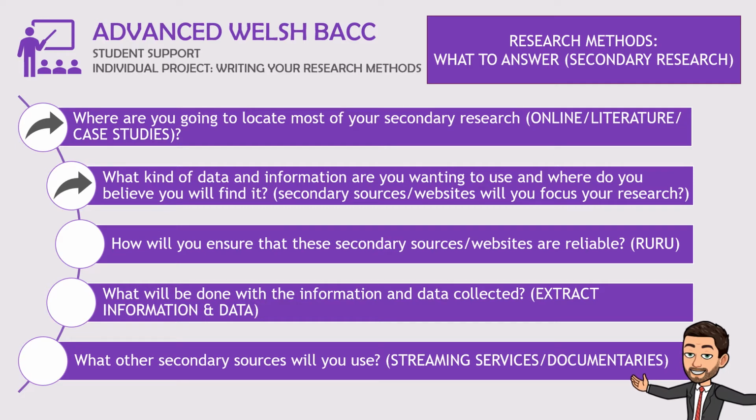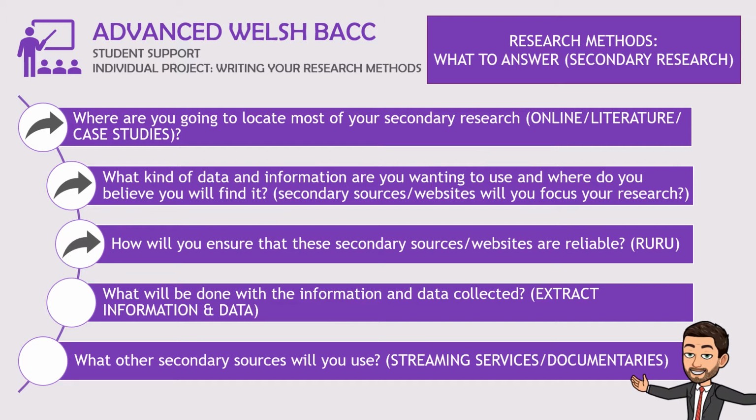Then you've got to identify what kind of data and information you're wanting to use and where you believe you'll find it. So you might start talking about the types of websites that you're going to use, the types of secondary sources. So you could be talking about articles, could be talking about journals, reports. It could be anything that has been researched by someone else that you're going to use for your research. But it can be, remember, information based, or it can be number based or data.